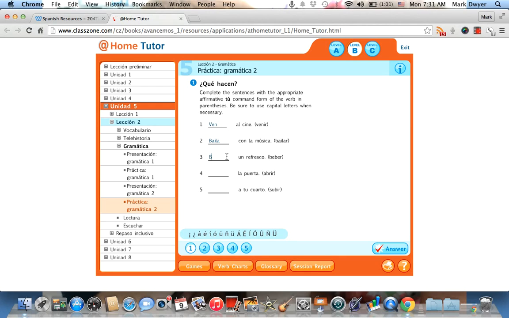To drink a refreshment would be bebe un refresco. Open the door. We just saw this a moment ago. Abre la puerta. And climb or go up to your room, it would be sube a tu cuarto.